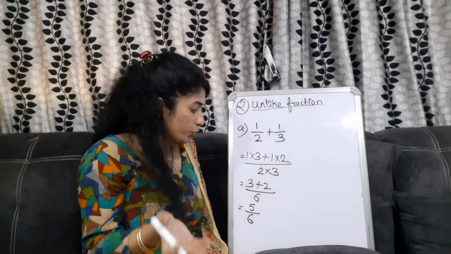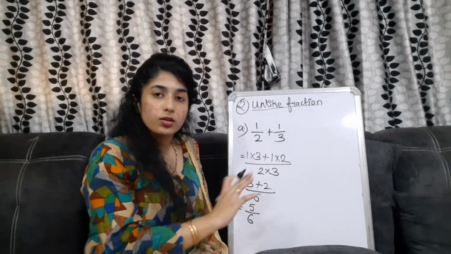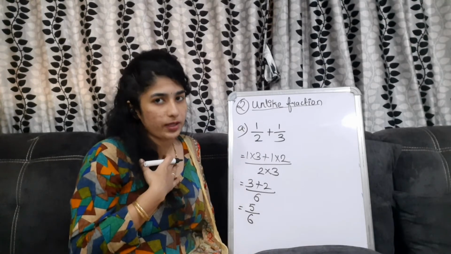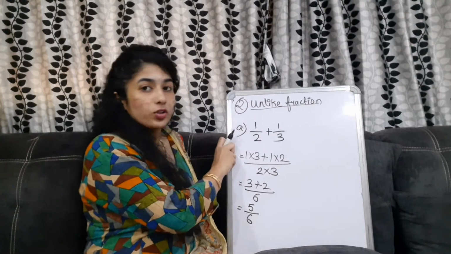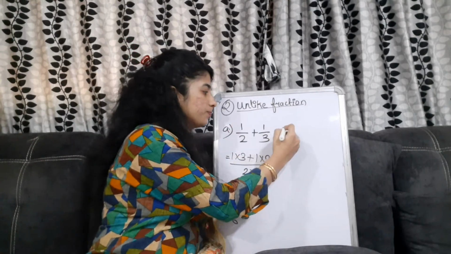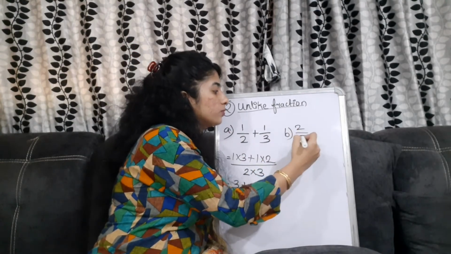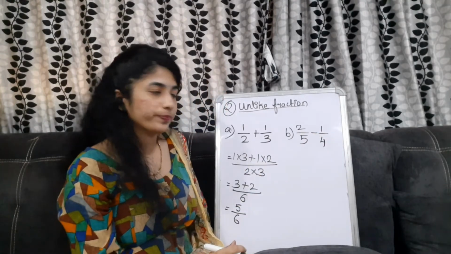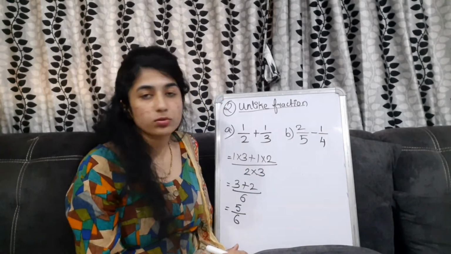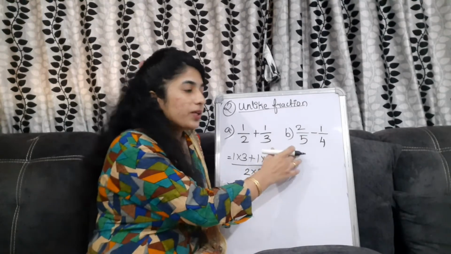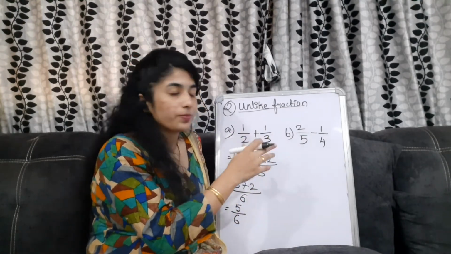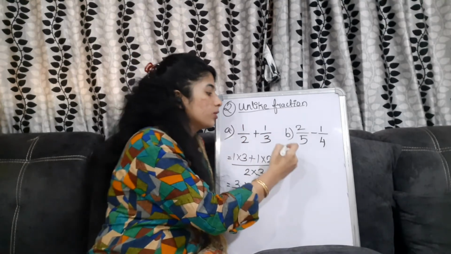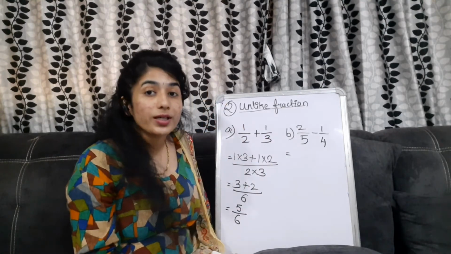Got it? Understood how you are supposed to do when the denominators are not same? Cross multiplication. That is the easiest thing I find always. Now I'll take one for the subtraction. 2 upon 5 minus 1 upon 4. Okay, this is the fraction I am getting. I am taking only one sum each with regards to addition and subtraction to make you understand the concept. Okay. Here, what did I tell you?